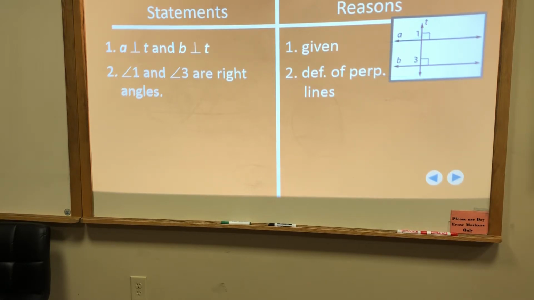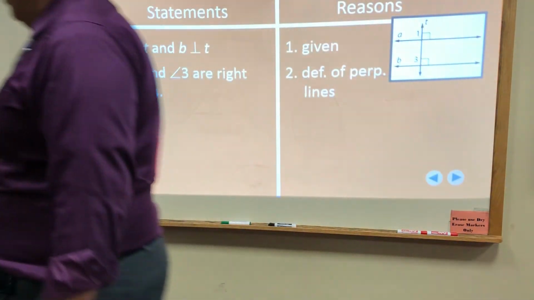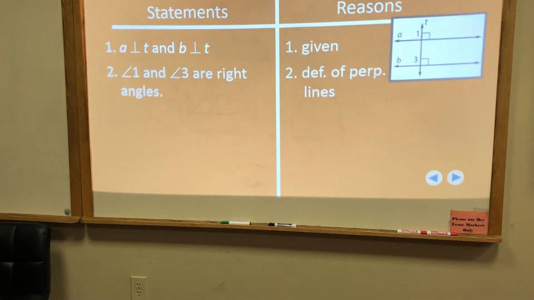Now, let me ask you a question. How do we get them to be congruent? 1 and 3 are right angles. What do we know about something that is a right angle? We learned last chapter there's a theorem that says all right angles are congruent. So 1 and 3 are right angles, so therefore 1 is congruent to 3. Why? All right angles are congruent.